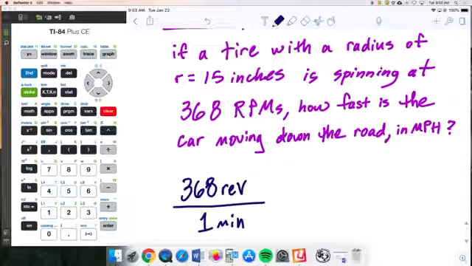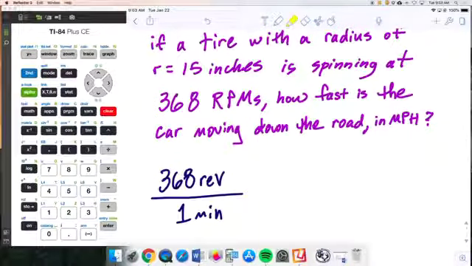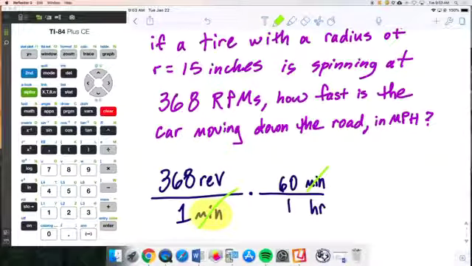Okay, so now we need to get to miles per hour. The first thing you might say is, how do you get from revolutions to miles? Well, I'm not sure. But from minutes to hours, I can handle that one. So let's do that one first. You can put a dot, or a times sign, or parentheses. There we go. So minutes is up there, and we want miles per hour, so we put hours down there. Do we know that conversion factor? We should. How many minutes in an hour? 60 minutes in 1 hour. And you can see for yourself, minutes divide out. Now we're left with revolutions per hour.